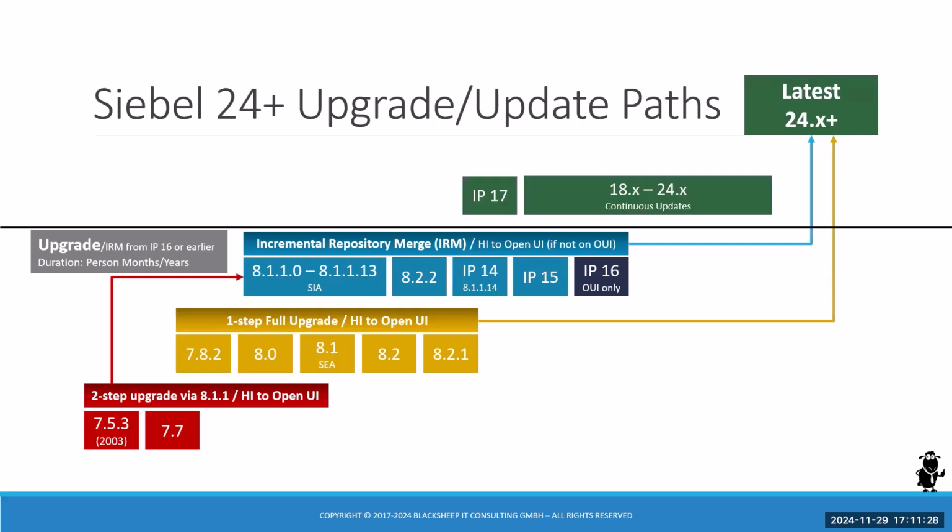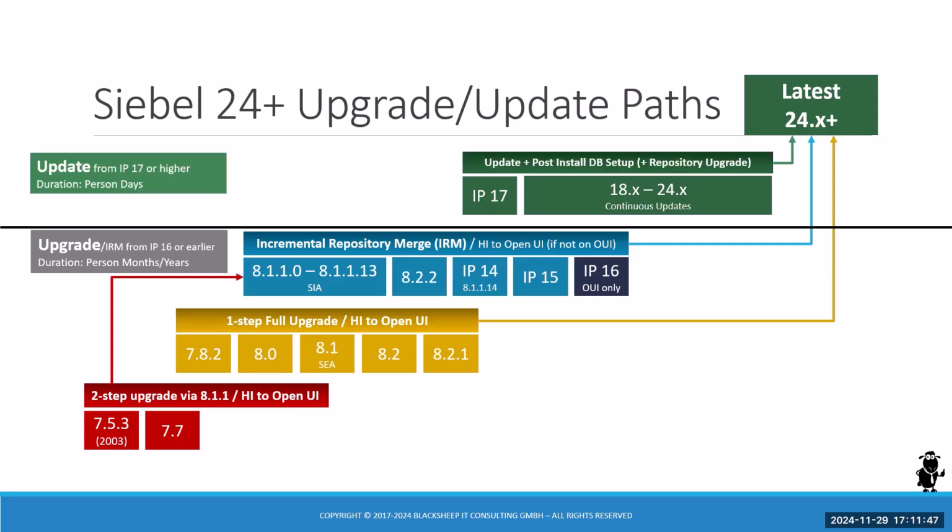And if you are already on IP17, well, as you know, 18.5, the continuous update releases started, and we are on 24.11 right now. So you can do a continuous update twice a year, every month, you name it. And it's measured in person days. So it takes a few person days to update to the most recent Siebel version. Okay, so that was a little bit going down in history lane, looking at the old versions. It's always fun.